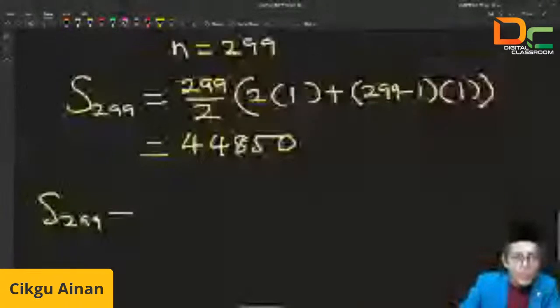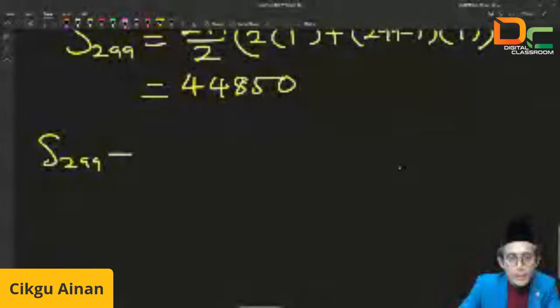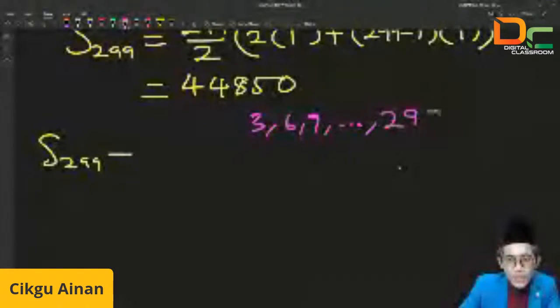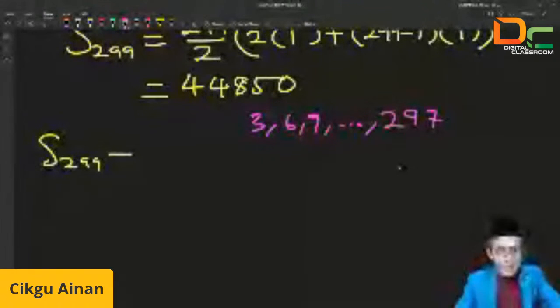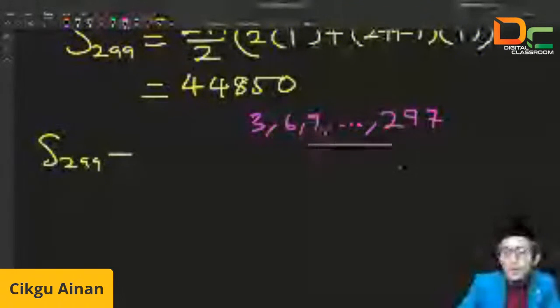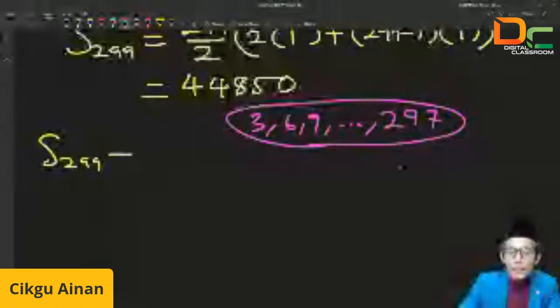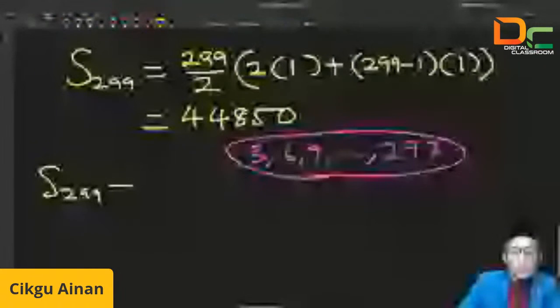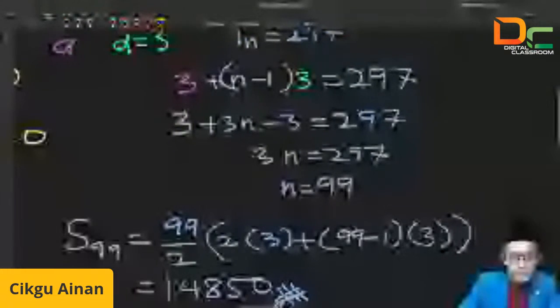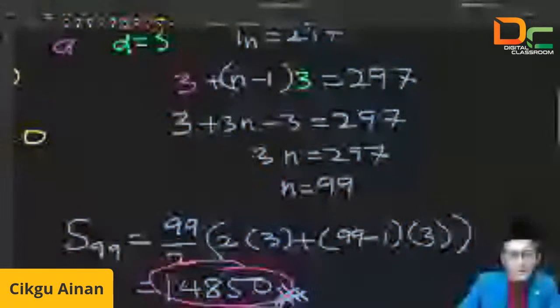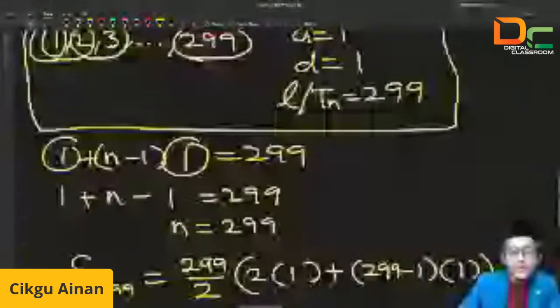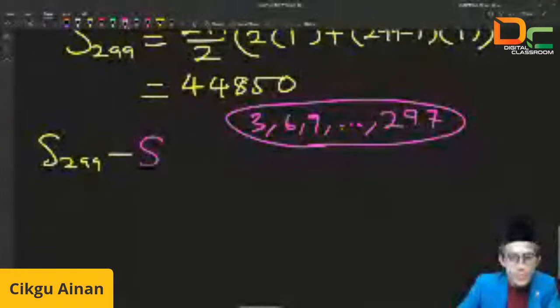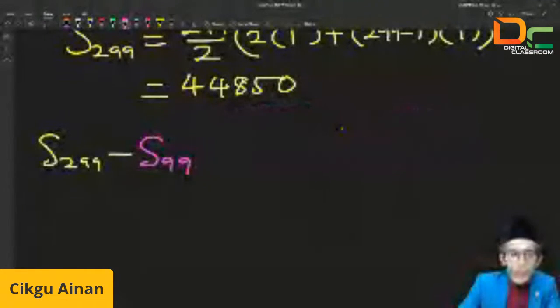I write over here. Okay. 3, 6, 9, up to 297. 297. Right. This one. The sum of this one, we already got over here. So we subtract. Okay. So the sum is 99. So erase it, you can't see it.